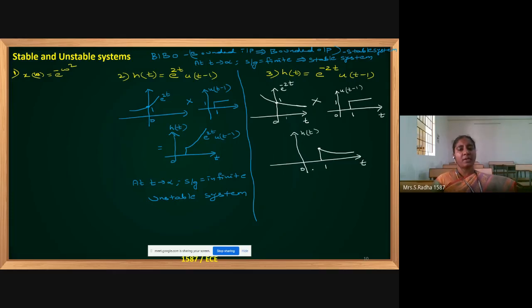Now if you check here at t approaches infinite, the signal value is finite. It is not an infinity value, it is decreasing, a finite value. Increasing means it may go to infinity value. Decreasing means it is reaching zero value at somewhere infinite time. This is called BIBO stable, bounded input, bounded output.